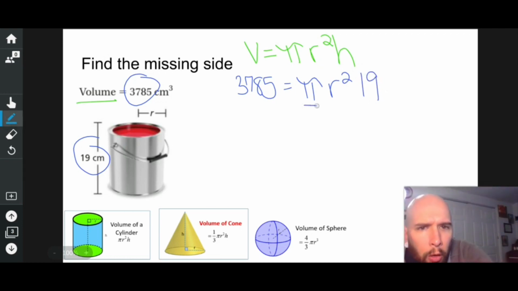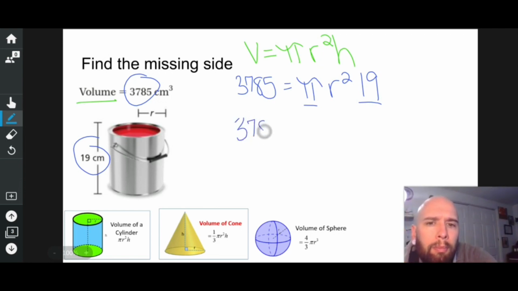What I can do is multiply pi times 19, and that's what I'm going to do right now. What is pi times 19? The answer is about 59.6902.